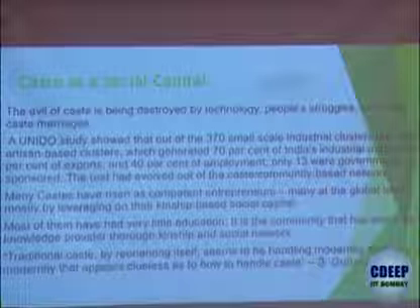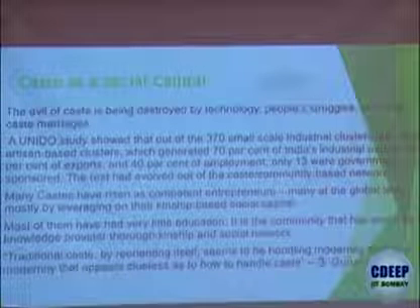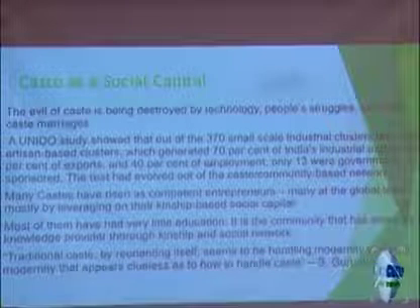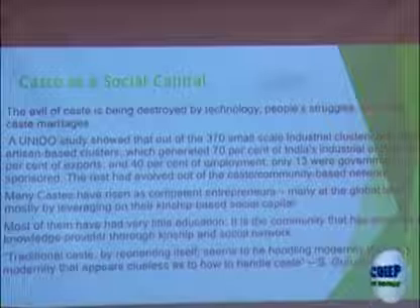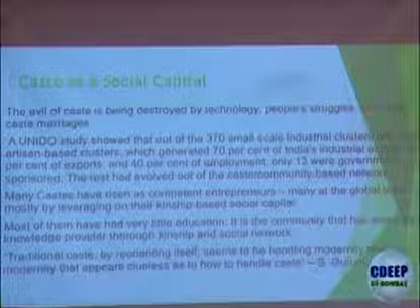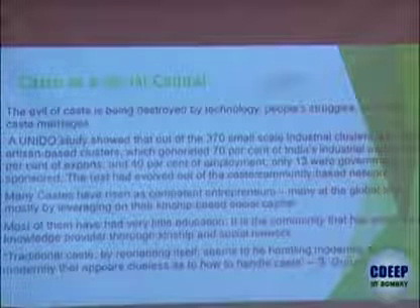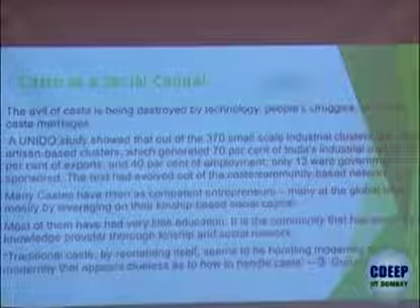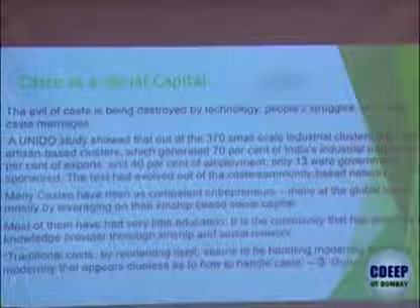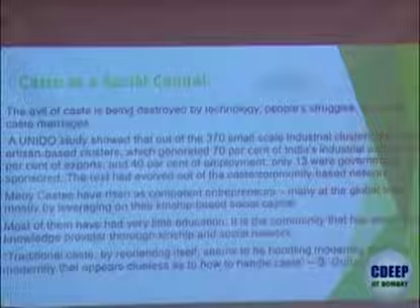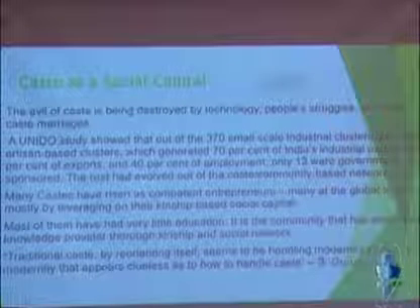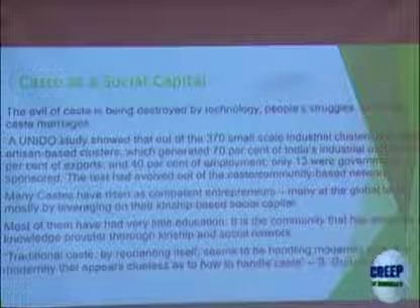Many castes like this have risen as competent entrepreneurs, and many at the global level, mostly leveraging kinship-based social capital. Most of them are not very well educated, but that does not stop them from doing well. Mr. Gurumurthy's quote here is that traditional caste is reinventing itself, reorienting itself, and seems to be handling modernity well, but modernity is not able to handle the caste system. So we'll share a few examples of this.